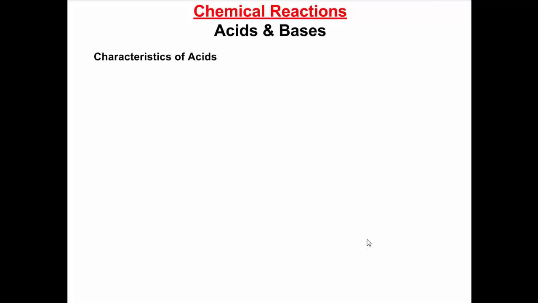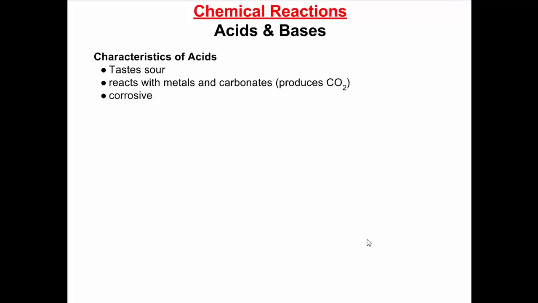So what are some characteristics of acids? Acids taste sour, they react with metals and carbonates, and they produce carbon dioxide, or CO2. They're corrosive. So acids, when combined with other substances, will eat away at those other substances. Like battery acid, if it gets in the engine of the car, it'll start to eat away at it.